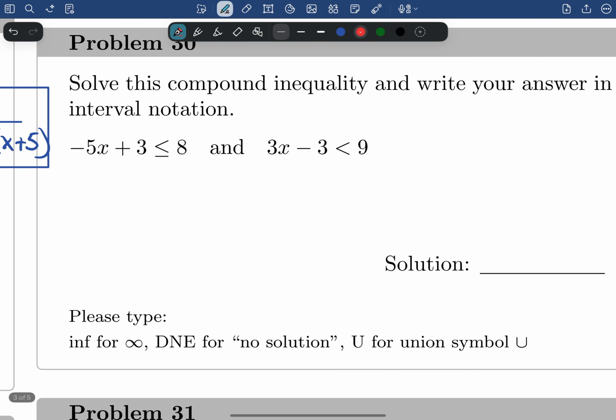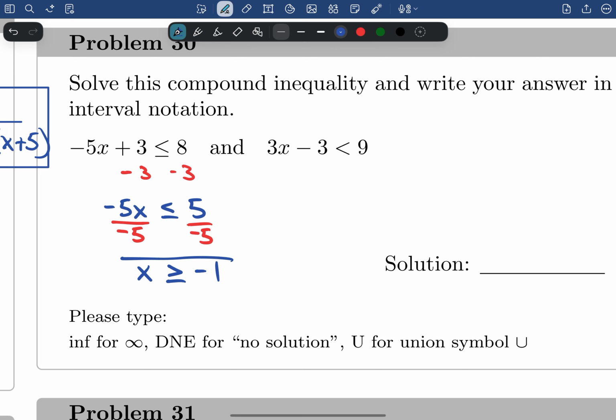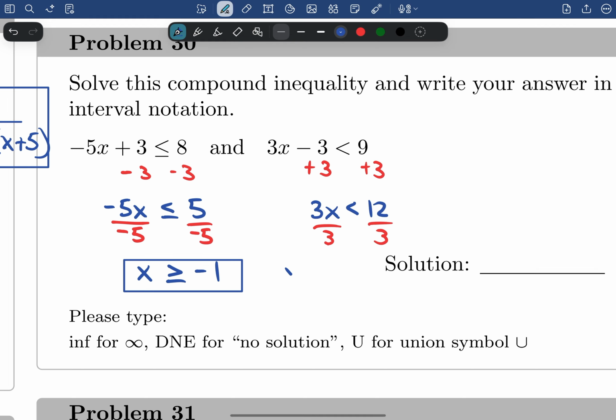All right, so I'm going to solve the first one by subtracting 3 from left to right. And I get negative 5x is less than or equal to 8 minus 3, which is 5. I now divide by negative 5 across the inequality, and realizing I'm dividing by a negative number, I flip the inequality symbol. 5 divided by negative 5 is negative 1, and there we go. I got my first inequality solved. Let's solve the second inequality. So I'll add 3 from left to right, and I get 3x is less than 9 plus 3, which is 12. I now divide by 3, and I have the second inequality solved. X is less than 4.